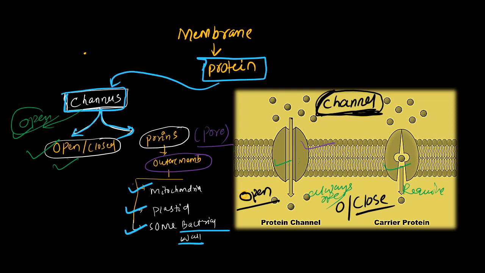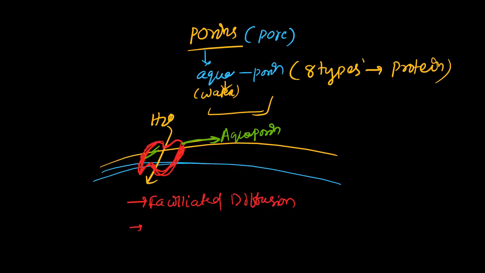This is present in membranes like mitochondria, plastid, and some bacterial walls. One example of porin is aquaporin. This aquaporin is composed of 8 types of protein. Aqua means water, and porin means a pore-like structure of a protein. So aquaporin helps in the transportation of water molecules.